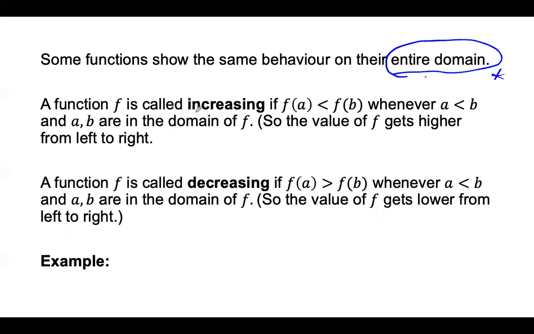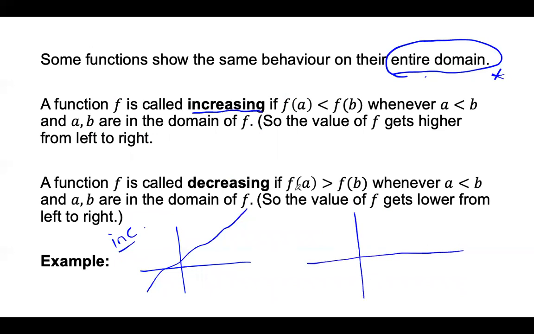And so a function is said to be increasing if the function f(a) is less than f(b) whenever a is less than b, and a and b are in the domain of f. So it essentially, a quick little sketch, gets larger and larger and larger. So this is increasing. A function is said, of course, to be decreasing if the opposite: f(a) is greater than f(b) whenever a is less than b. So this would be, of course, decreasing.